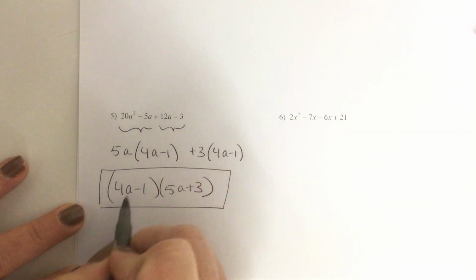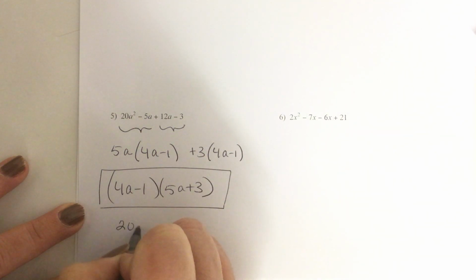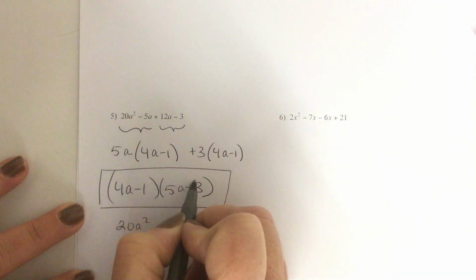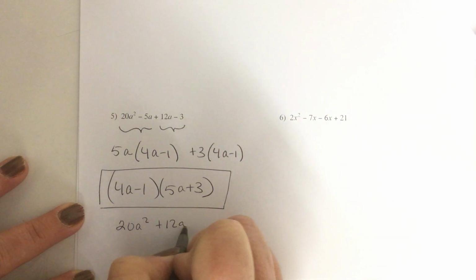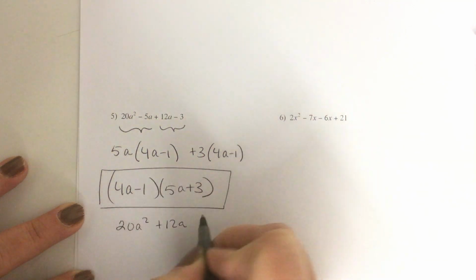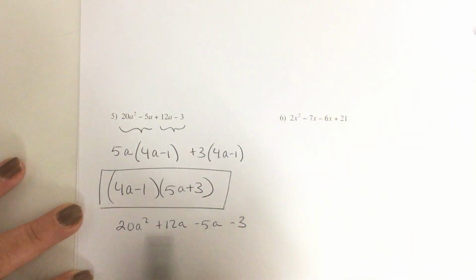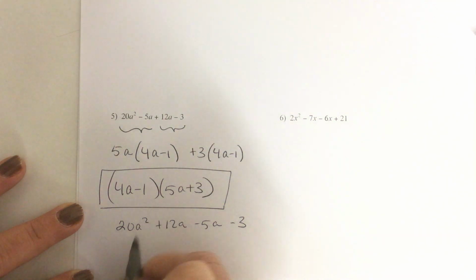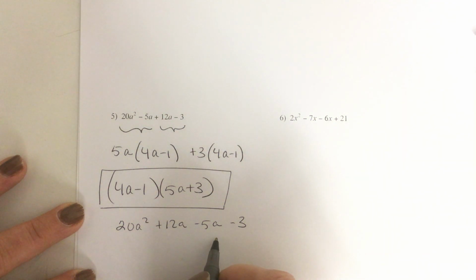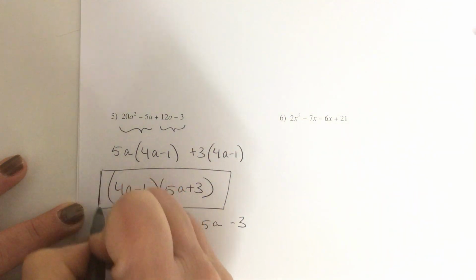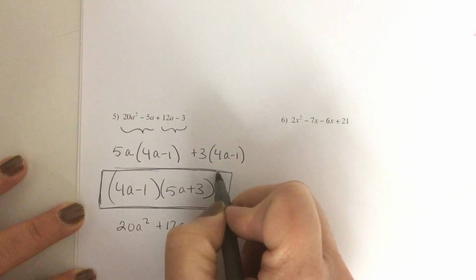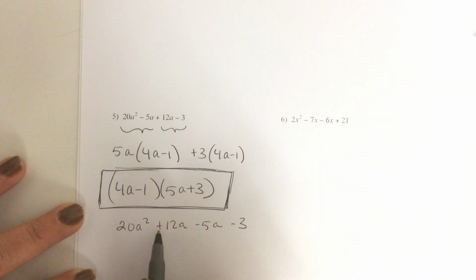If we were to FOIL this out, 4a times 5a is 20a squared, and then 4a times 3 is 12a, and this negative 1 times 5 is negative 5a, and negative 1 times 3 is minus 3. That's what this original problem is. Then we would normally combine like terms and say this is 20a squared plus 7a minus 3, but I just want you to see that we're doing the backwards of what we've been doing. Lately, we've been multiplying. You're given this, and this is your answer. Now we're starting with this, and this is your answer.